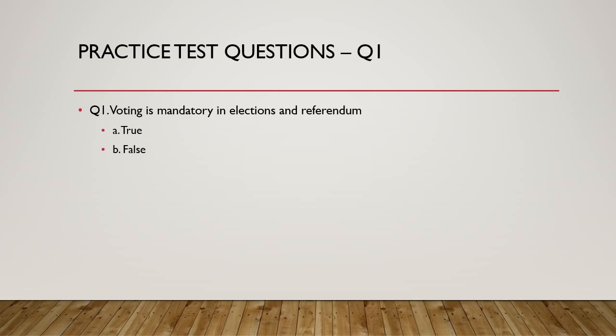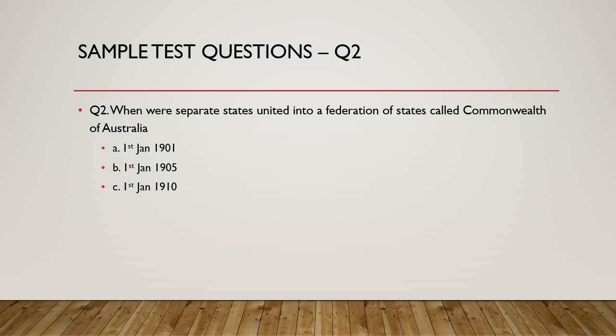So we'll go to the practice test questions. Voting is mandatory in elections and the referendum. Either it's true or false. It's true. Yeah, it is definitely mandatory. Question 2. When were separate states united into a federation of states called the Commonwealth of Australia? So the answer is 1st Jan 1901.